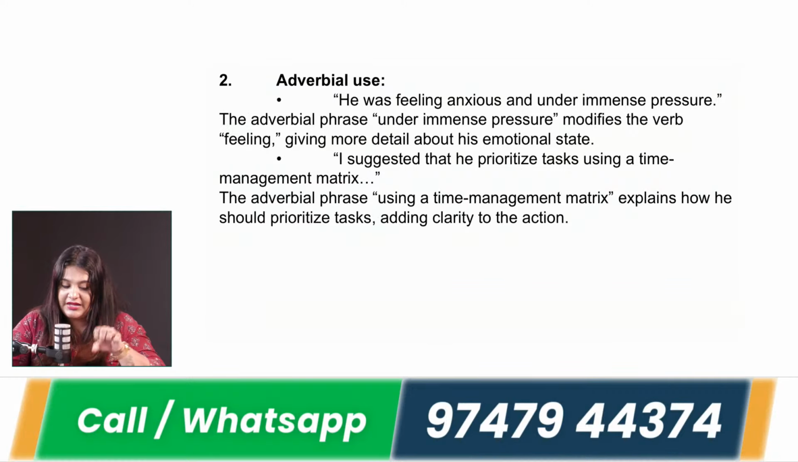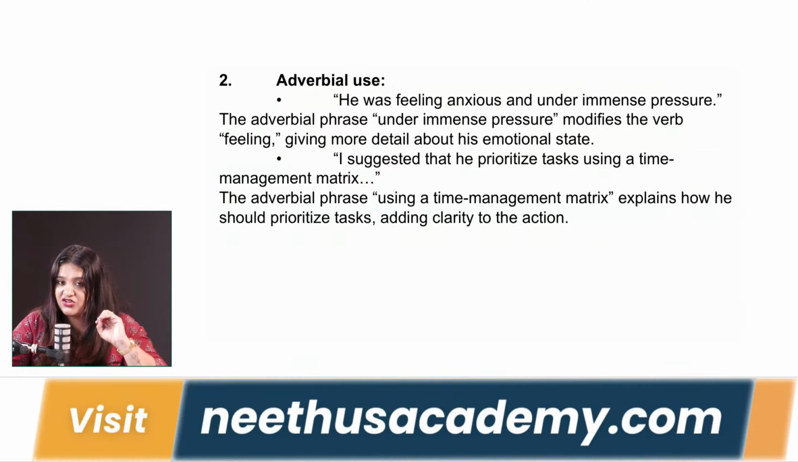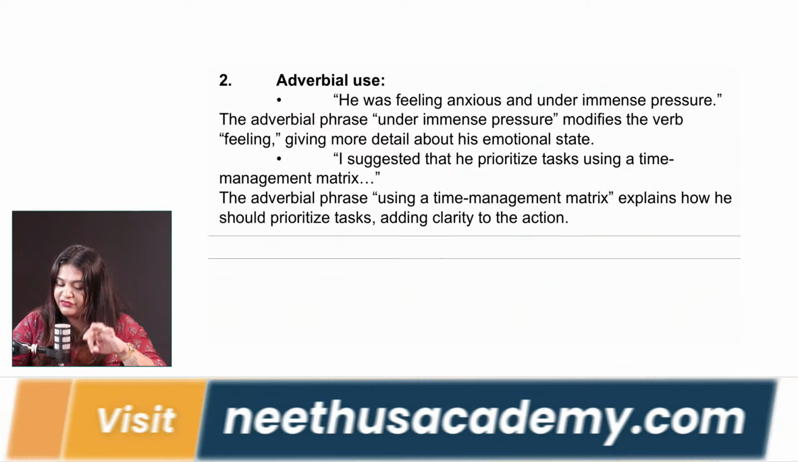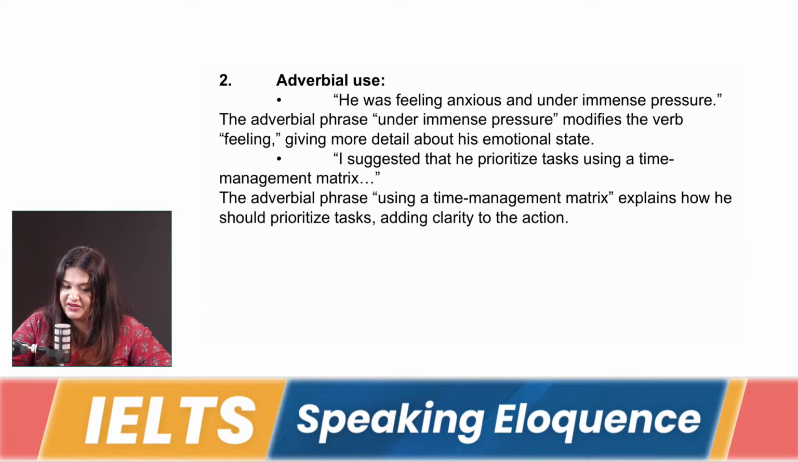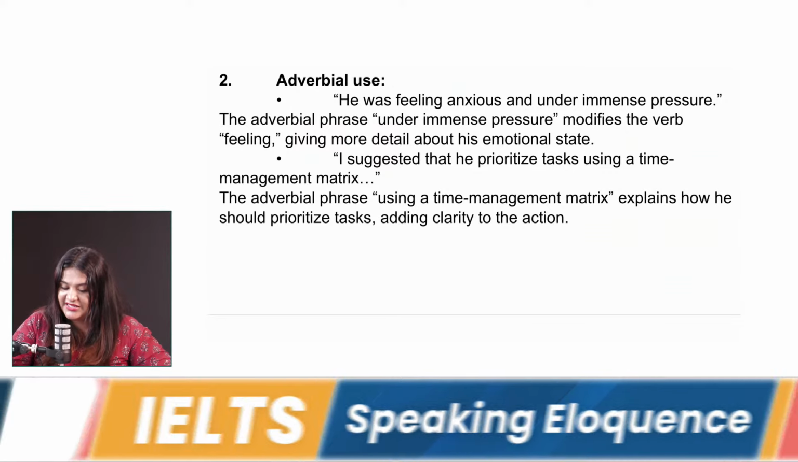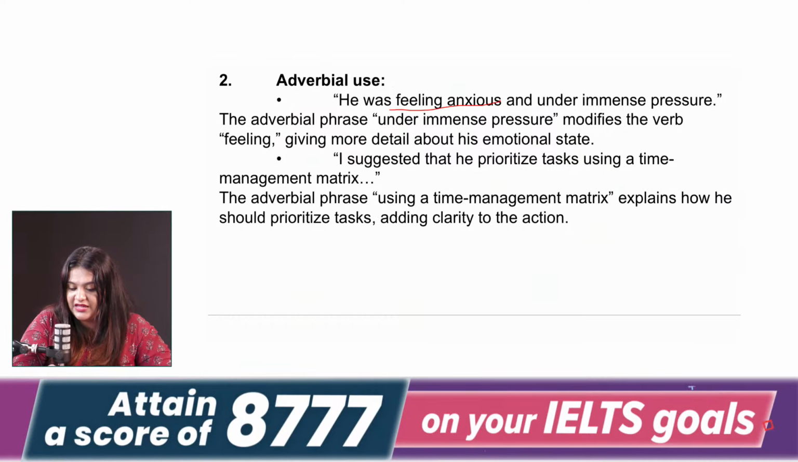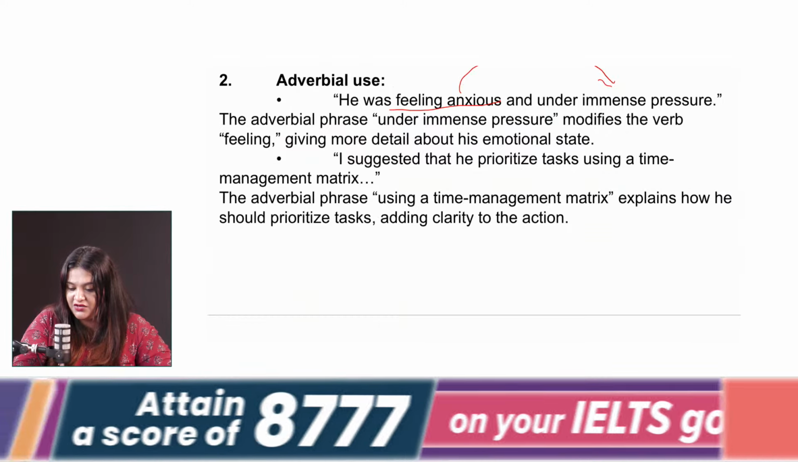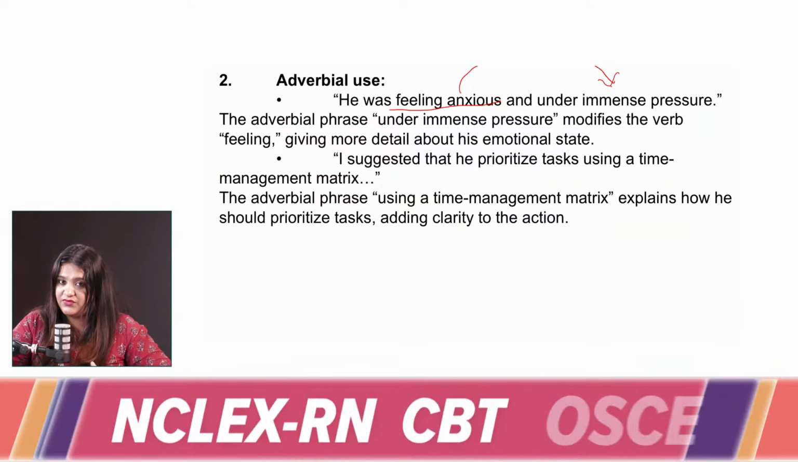Next one is adverbial use. I've used quite a lot of adverbs here, so let me take you through a couple of them. "He was feeling anxious and under immense pressure." The adverbial phrase "under immense pressure" modifies the verb feeling, giving more detail about his emotional state. So you can see feeling anxious, and this usage, under immense pressure, gives more details about why he was feeling anxious.